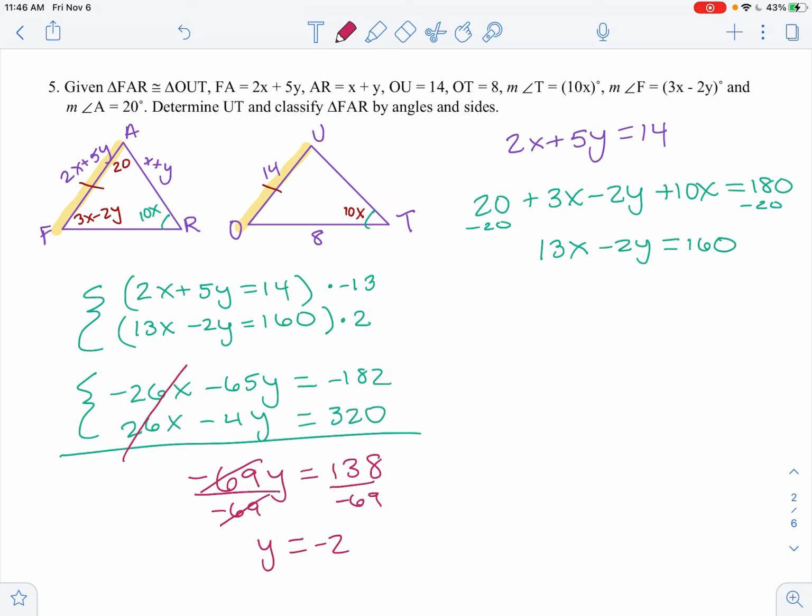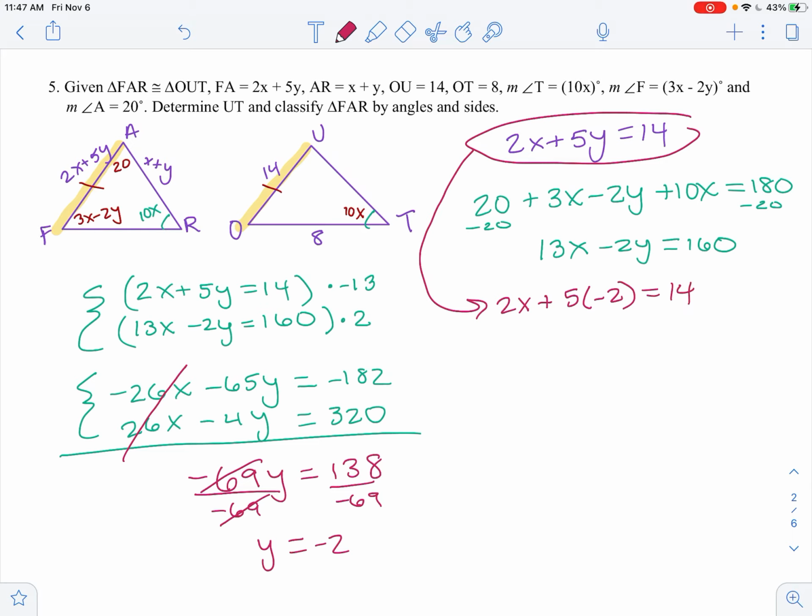Now, once I know what y is, I want to go find out what x is. So I think I'm going to use this original equation because it's the most simple. So 2x plus 5 times my y of negative 2 equals 14. And so that gives me 2x minus 10 equals 14. So 2x equals 24, so x is equal to 12. So now I finally know what x is and what y is.